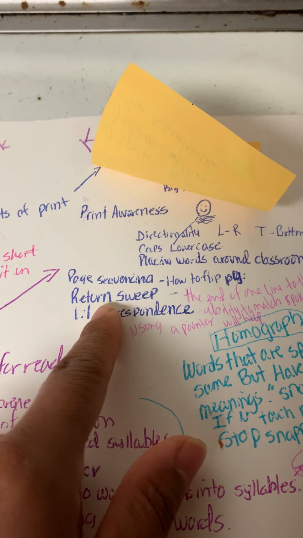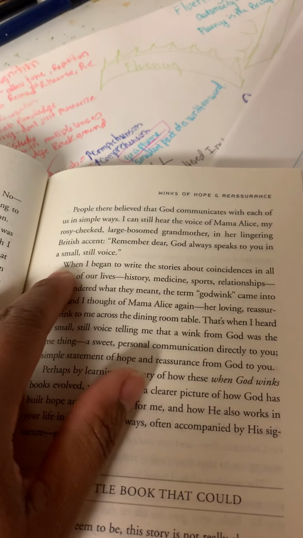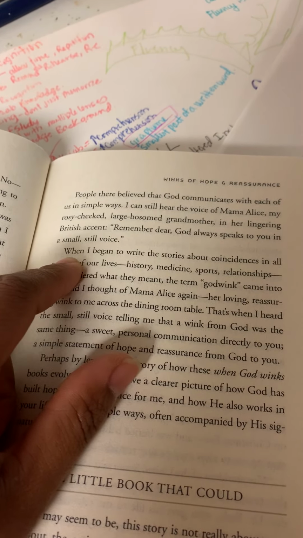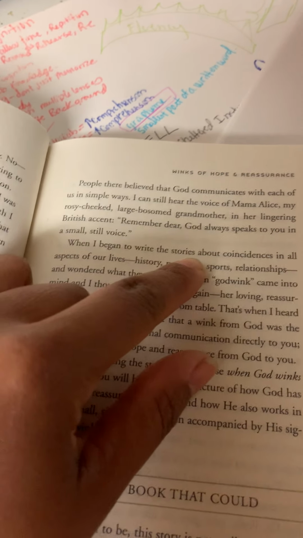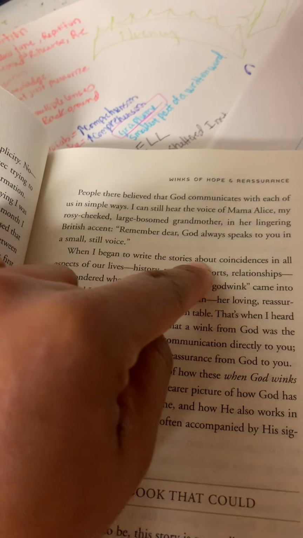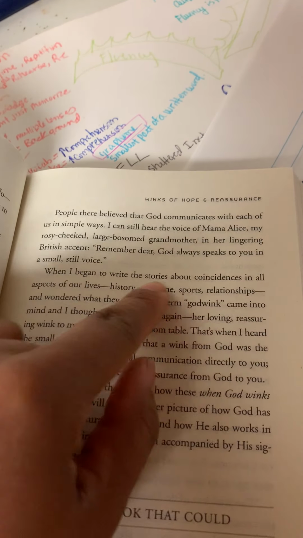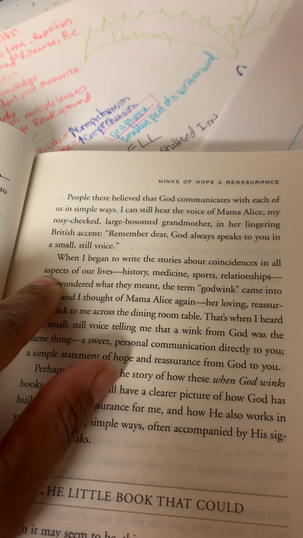Let's see here. Return sweep. Return sweep is a skill that a kid can show. So maybe a kid does not know how to read, but you could see the kid is following this way. Blah, blah, blah. He's making up the words because the kid doesn't know how to read. So the kid is following this way, and then he returns to the next line. And that is return sweep.